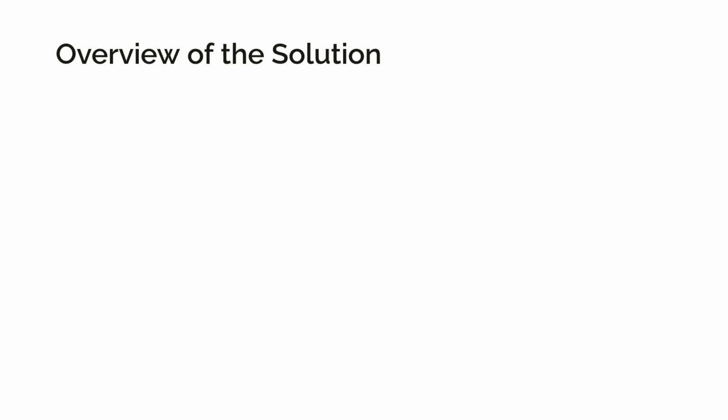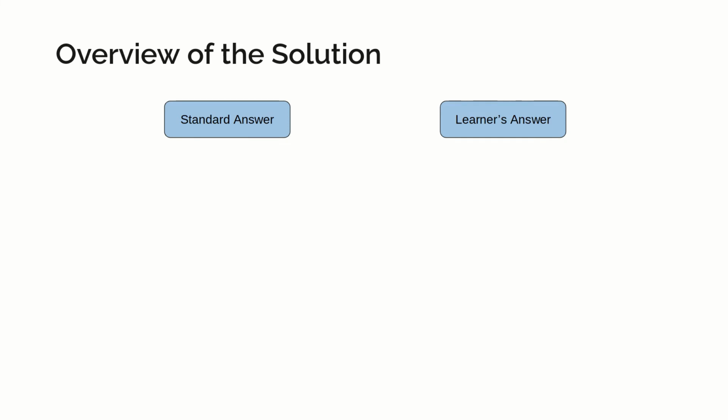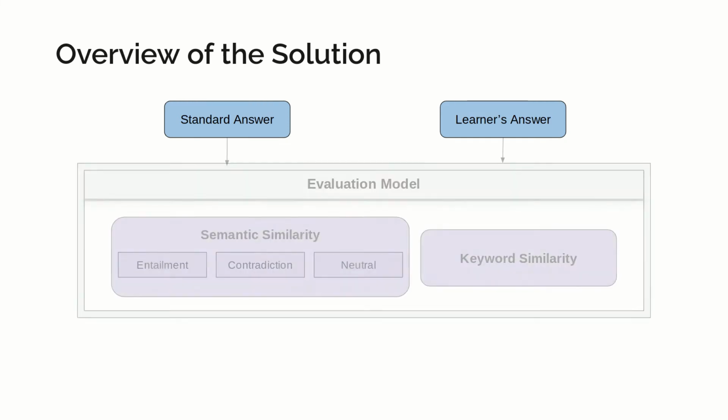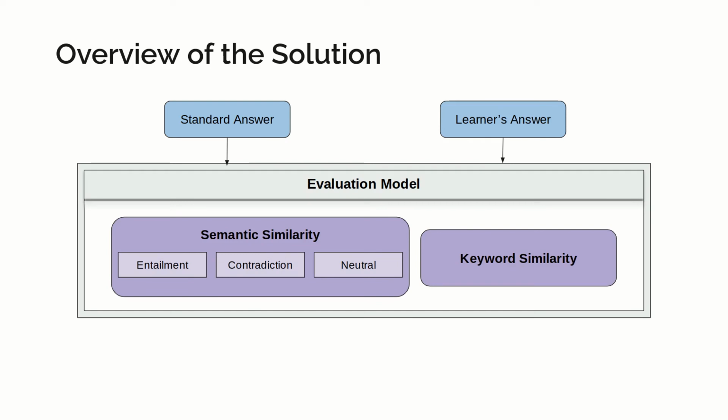In order to make it work, the assessor has to provide a standard answer for each and every question. The learner's answer will be compared against this to match the similarity between them. With this, the relationship between two sentences can be extracted. There can either be entailment, neutral, or contradiction.